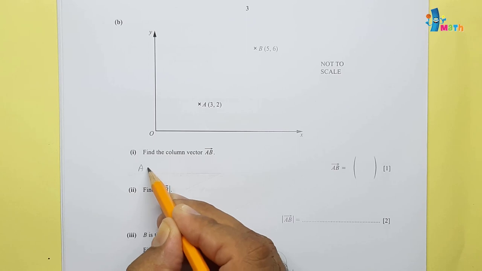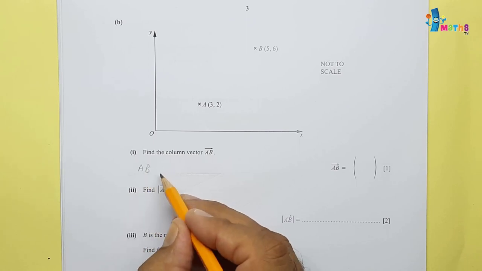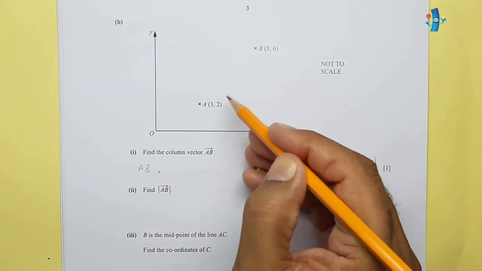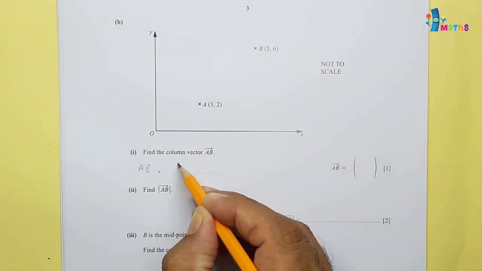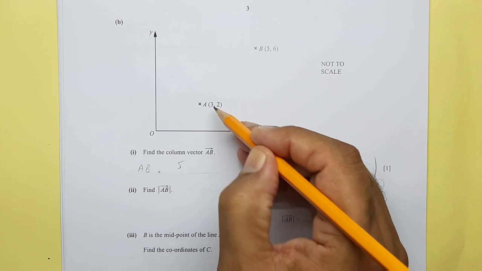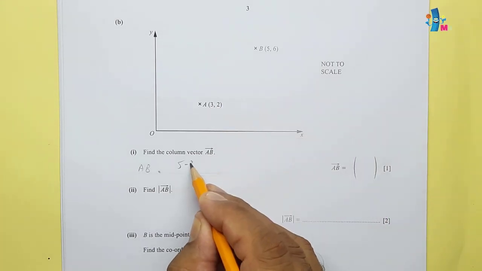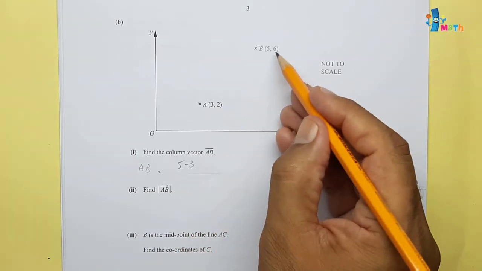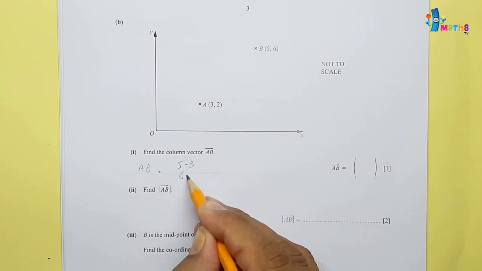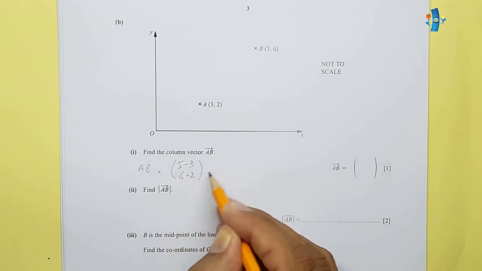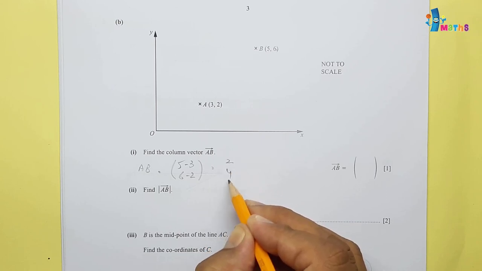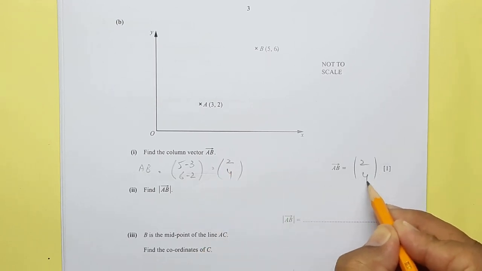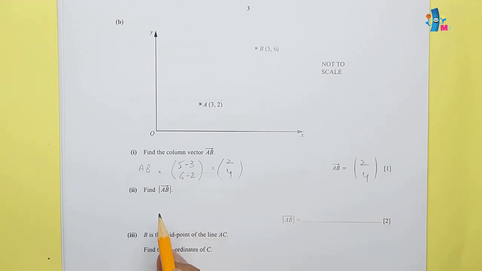To find AB, we take B first. So 5, the X coordinate of B, minus the X coordinate of A, 5 minus 3. And 6 minus 2, the y coordinates, right? So this will be equal to 2 and 4. This will be our answer, 2 and 4. Then they're asking for AB mod.